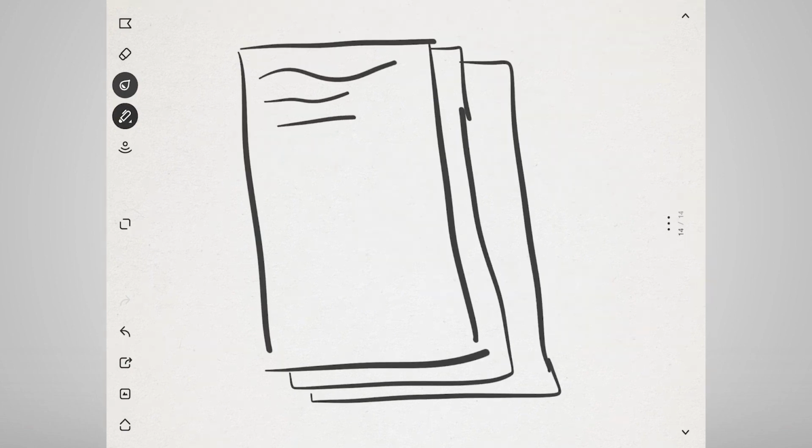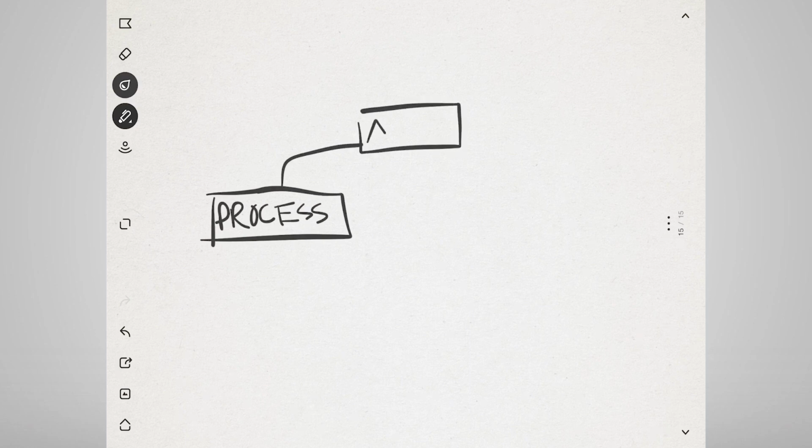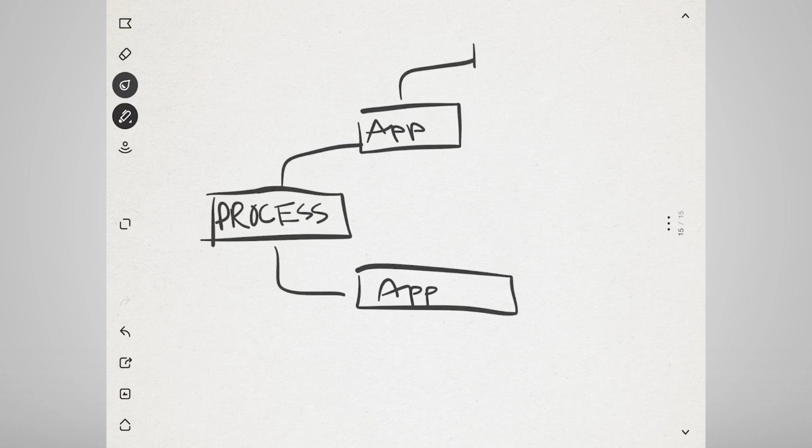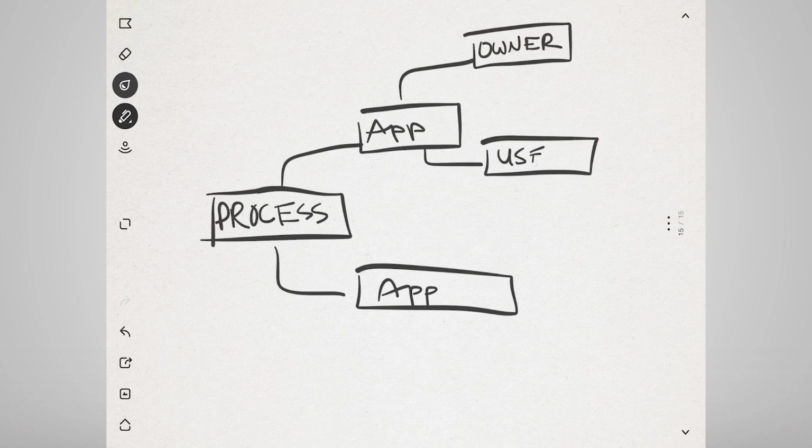Instead of having pages and pages of notes, you can create a map of processes, owners, related processes, applications, etc. It's easy to share and easy to talk through when you need help clarifying accuracy.